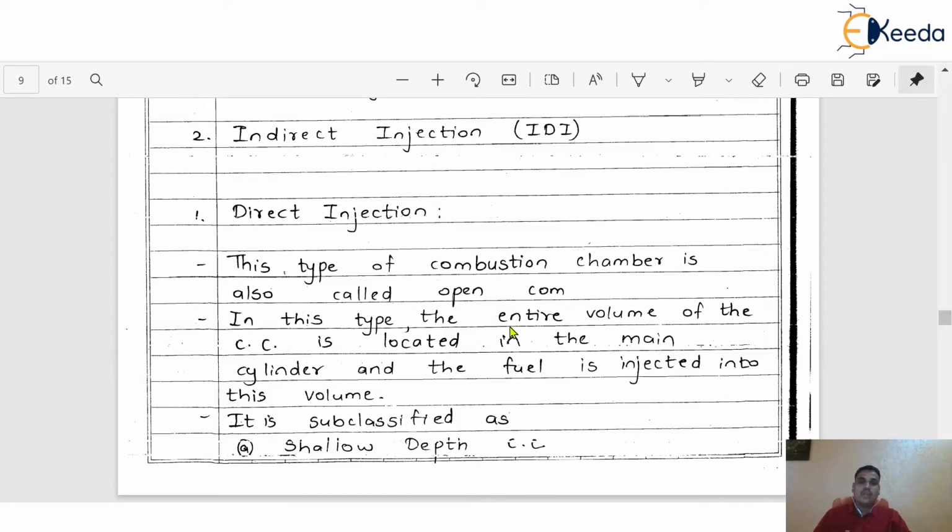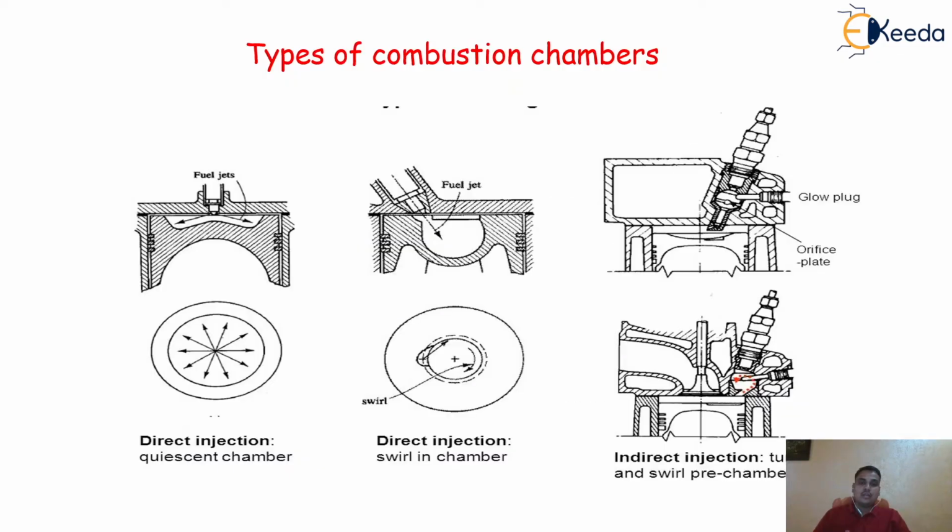So what is the meaning of the entire volume of the combustion chamber being located? In this case, the entire volume of the main combustion chamber is located in the cylinder itself. Suppose this is the engine cylinder and the whole volume of this combustion chamber is located in the main cylinder, meaning this fuel jet or injector injects the fuel directly inside the cylinder. That's why it is called a direct injection system.